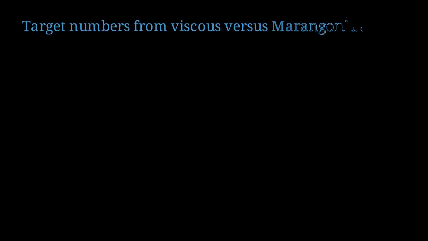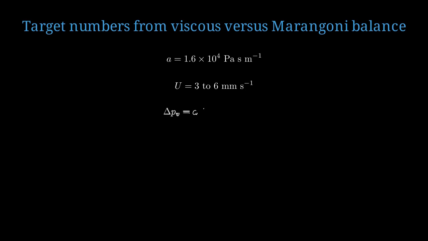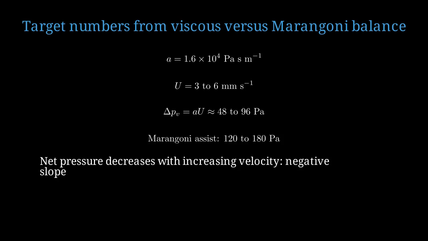What are the target numbers we should aim for in experiments? From earlier, the viscous resistance coefficient is 1.6 times 10^4 pascal seconds per meter, at velocities from 3 to 6 millimeters per second. Viscous pressure drop is 48 to 96 pascals across this range. If Marangoni assist increases from 120 to 180 pascals as velocity drops, net required pressure decreases with increasing velocity, giving clear negative differential resistance you can measure.